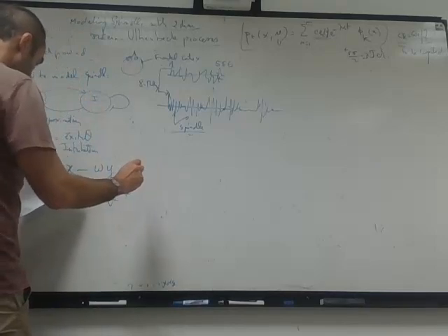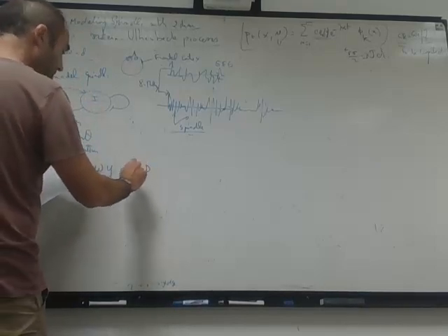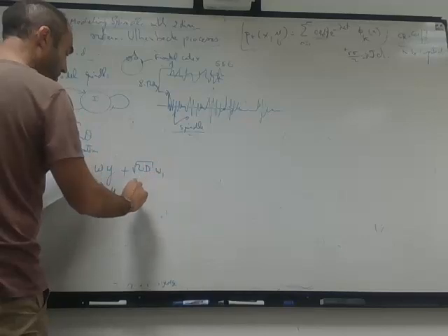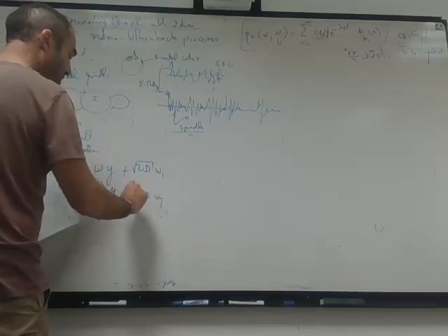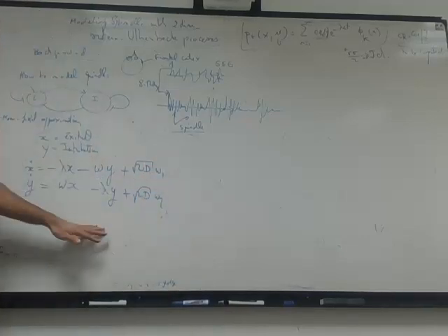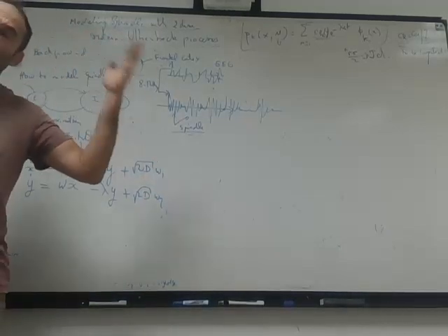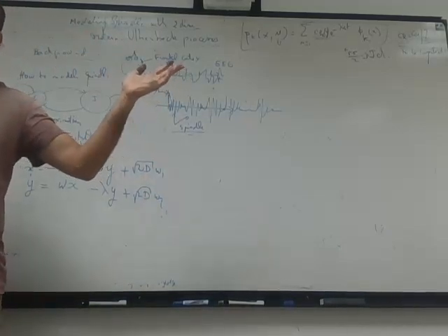And then we are going to add noise, in the form of 2d w1 dot, 2d w2 dot. So we are back to the stochastic equation that we have been discussing now for one class already.